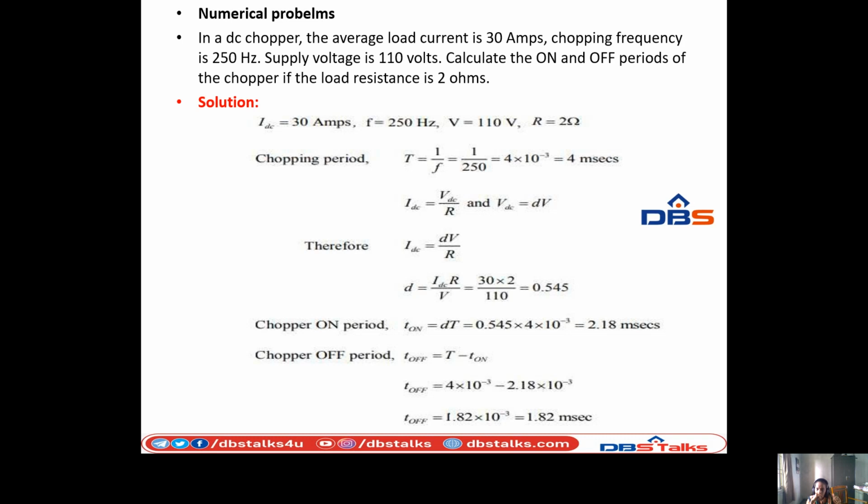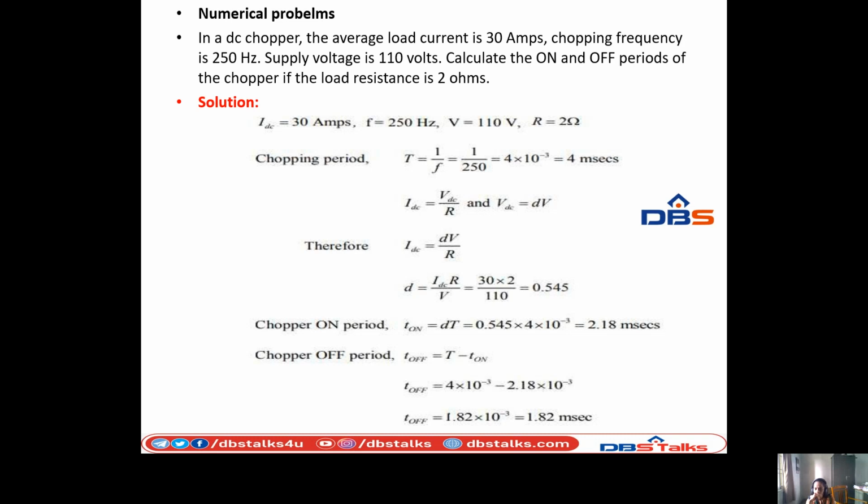Here IDC is 30, R equal to 2 and voltage equal to 110. Substituting these values, we get the D value. D equal to 0.545. The chopper on period T on equal to dT. So D value is 0.545 into time T equal to 4 milliseconds. Substituting, the chopper on period equal to 2.18 milliseconds.